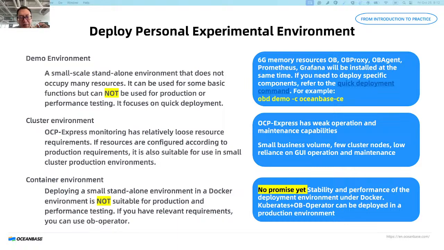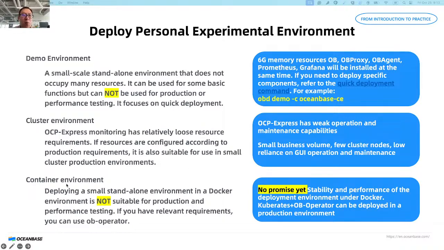The default cluster environment is to use an OCP Express for monitoring. This will loosen the resource requirements. If it provides these resources according to the configurations of a production environment, it can actually be used as a small cluster production environment. However, there is the problem that OCP Express has weak operation and maintenance capabilities. If your business volume is not large, there are few cluster nodes, and you don't need GUI operation and maintenance, you can also use it as a production environment.